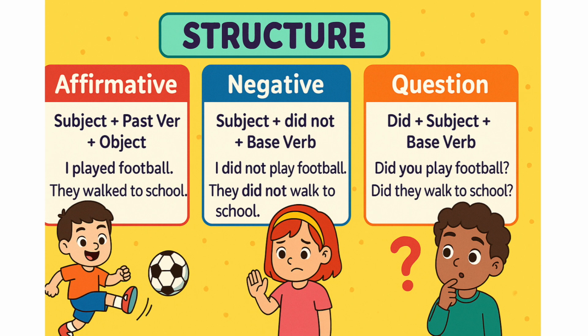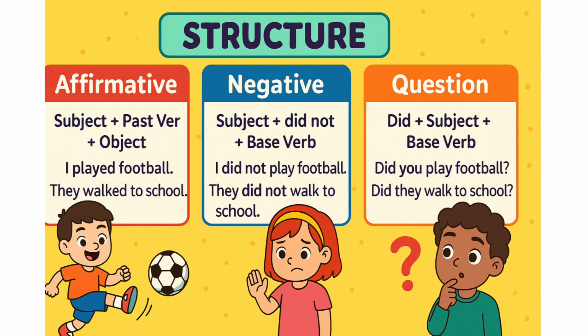For questions, the structure is did, then subject and the base verb. Example, did you play football? Remember, in both negative and question forms, the verb stays in its base form, not the past form. We say I did not play, not played. And in questions we use the base verb which is play as well. Did you play football? Some people make this common mistake saying did you played football, which is wrong.